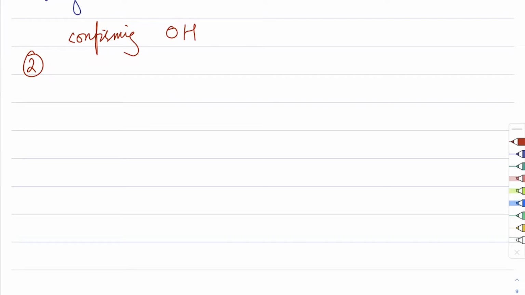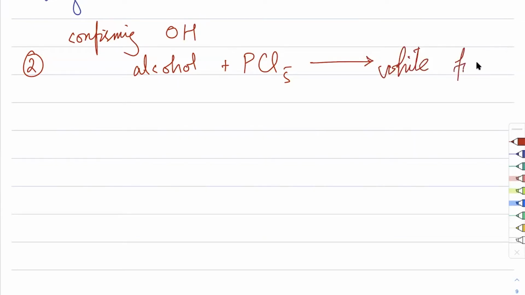One is you can take the alcohol and react it with PCl5. Why? Because PCl5 will form HCl, and that HCl will give us white fumes. Now here's the equation for that. Let's suppose I have ethanol. So PCl5 will react with it.